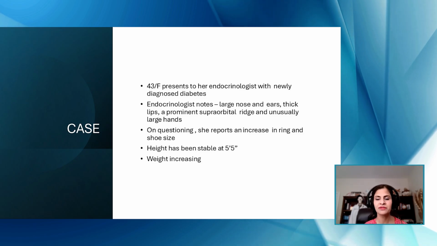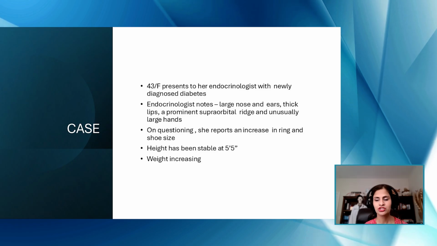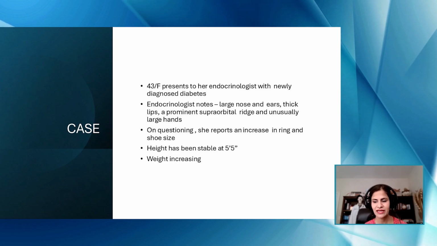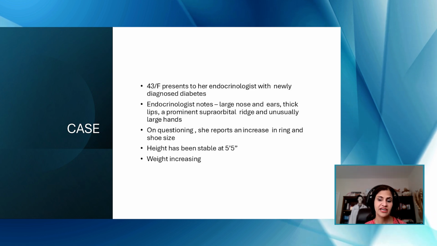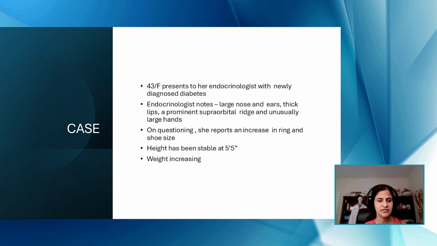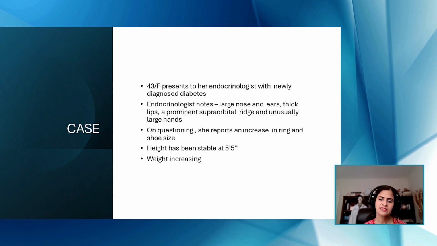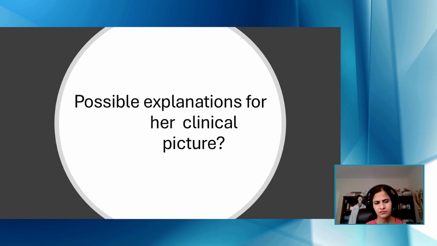thick lips, a prominent supraorbital ridge, and unusually large hands. On questioning, she reports an increase in ring and shoe size. Her height has been stable at 5 feet 5 inches, but her weight is increasing. So based on this case, what are the possible explanations for her clinical picture?